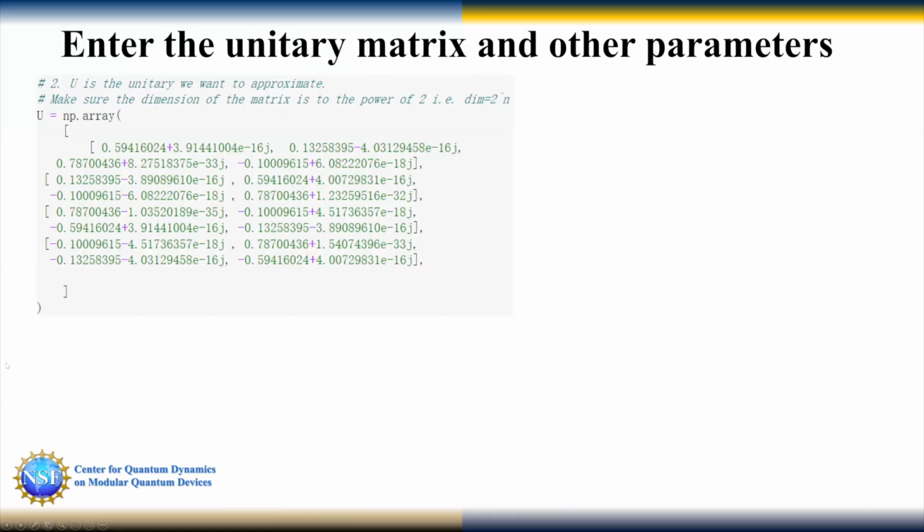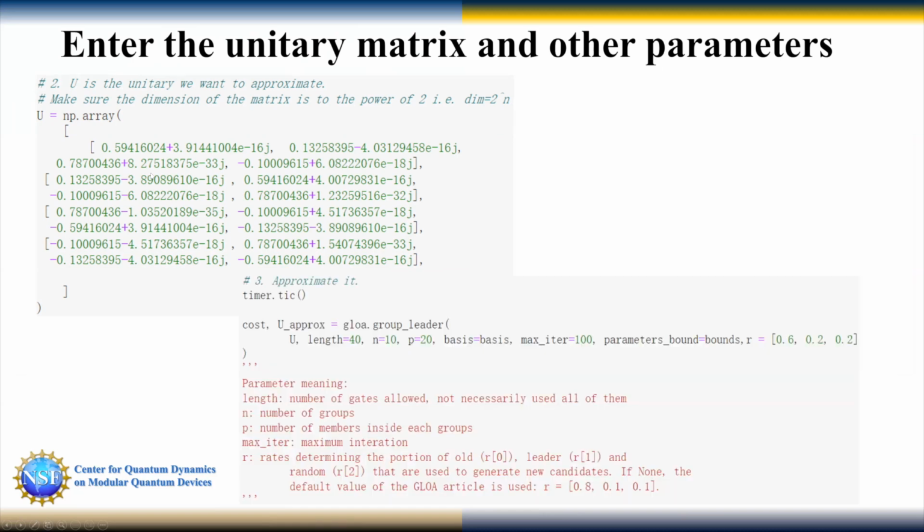The next step is to enter the unitary matrix you want. You enter the matrix as an NP array. Finally, we do the approximation. We run the core function, GLOA.groupLeader. In this function, U is the matrix you entered, the target matrix. Length is the number of gates allowed. Notice that this function does not necessarily use all of them; it's like an upper bound. N is the number of groups, and P is the number of members inside each group.